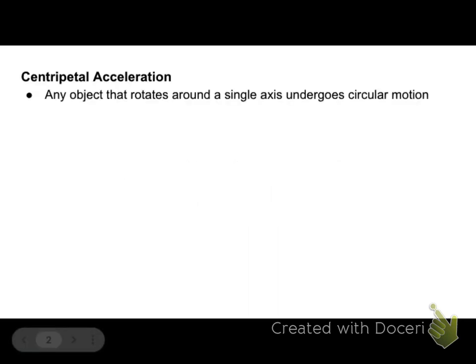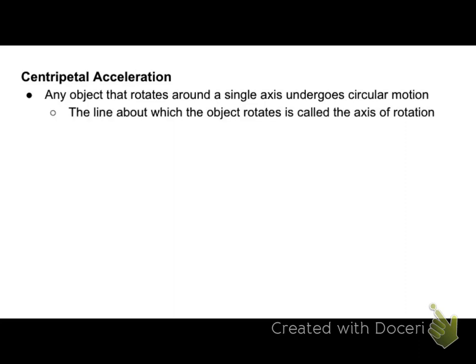So, to begin with centripetal acceleration, we have to just talk about circular motion in general. Any object that is rotating around a single axis undergoes circular motion. That can be as obvious as a ball on the end of a string spinning in a circle, or as maybe not so obvious as a car turning a curve. While the car is not attached to an axis, it is moving about a single axis, not in a full circle, but in circular motion. So it comes in many shapes and sizes.